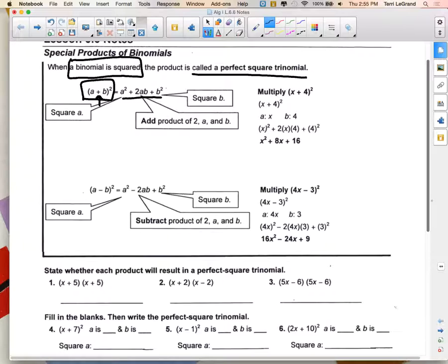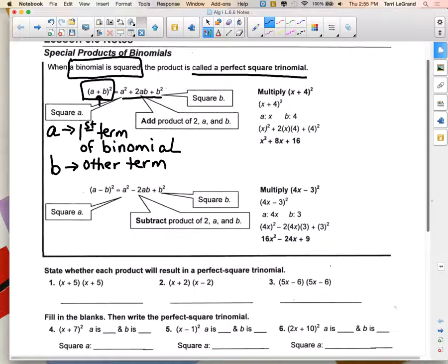So A, if we want to write this, this might be helpful. A is really referring to the first term of the binomial. That's really what the A is meaning. And the B is the other term, the second term, whatever you want to call it, of the binomial. So when they're talking abstractly about A and B, they're saying the first term we'll call your A, the other term we'll call your B.